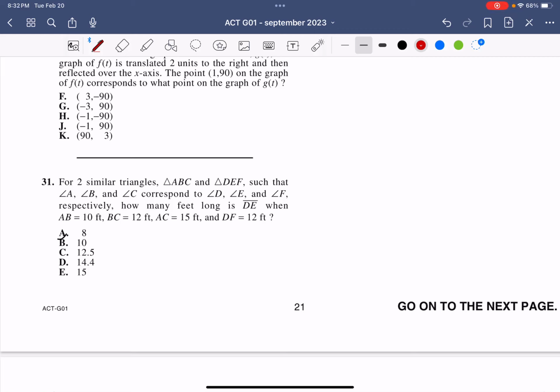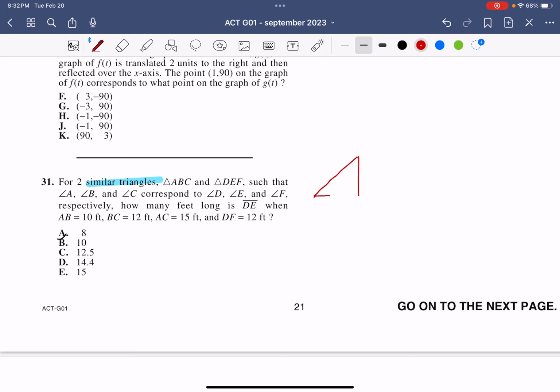Question 31, for two similar triangles, ABC and DEF, such that A, B, and C correspond to D, E, and F, respectively, how many feet long is DE when AB is 10, BC is 12, AC is 15, and DF is 12? So the key here is that they are similar triangles. And if you recall, similar triangles have the same angles, but they're not necessarily the same side lengths.